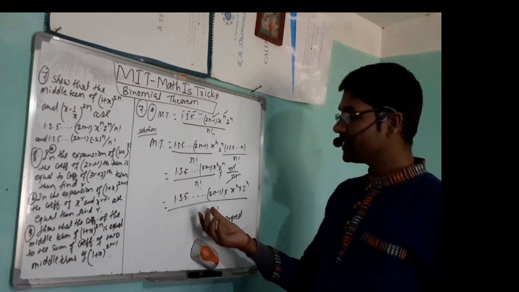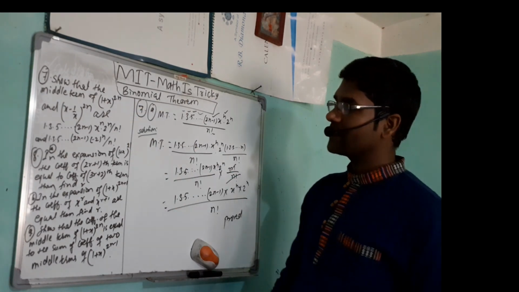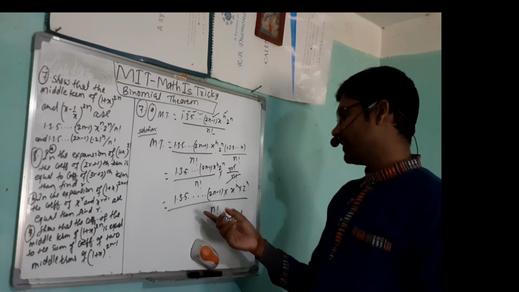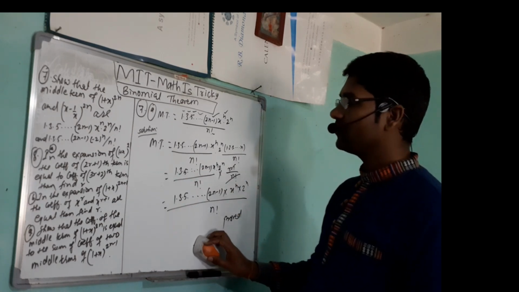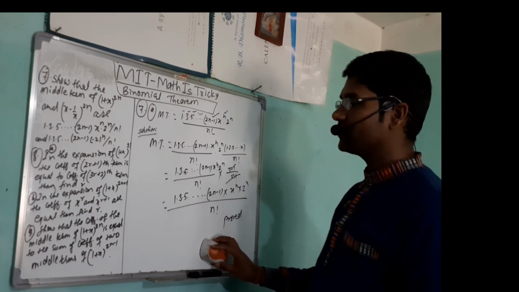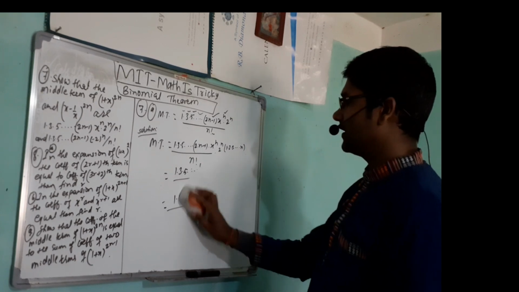Okay, for first part 7a, we have proved that the middle term of the expansion, if we expand 1 plus x power 2n, we'll get this as the middle term. This is what we had to prove, so we have already got the answer. Let's move to question number 2.